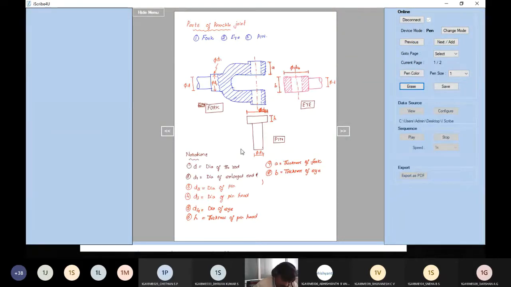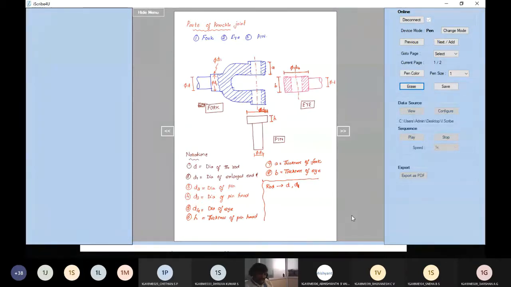What are the dimensions we have now? Let me repeat. For the rod, I am going to design the rod with two dimensions. Try to see how exactly I go for the design. There are two diameters I will find for the rod: D and D1. D is called the diameter of the rod and D1 is called the enlarged diameter of the rod.